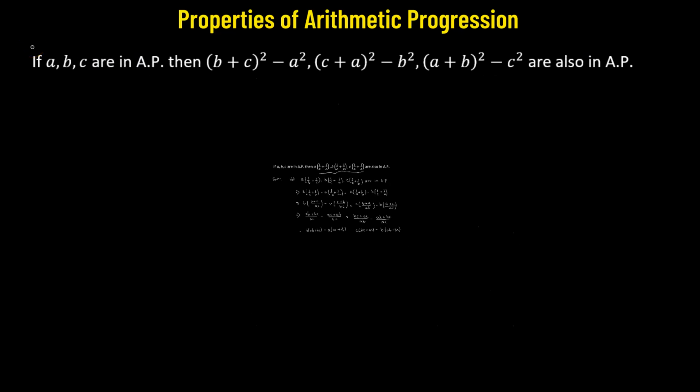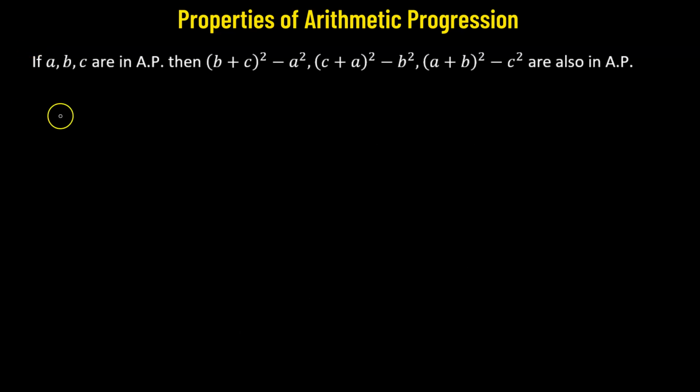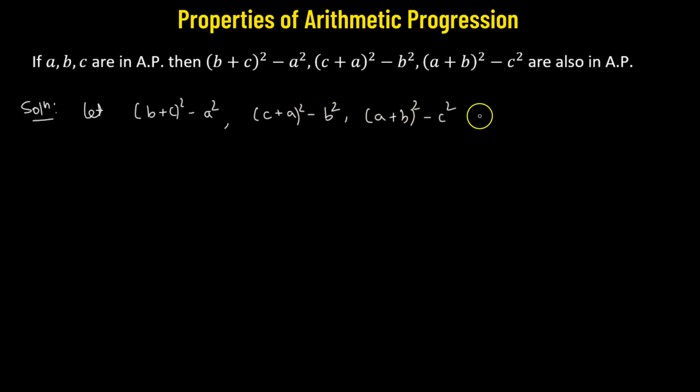So here in this final problem, we need to show that the given three numbers are also in AP. So let's begin. We'll start off with our expression. Let us suppose that (b plus c) whole squared minus a squared, then the second term, (c plus a) whole squared minus b squared, and the third term, (a plus b) whole squared minus c squared, these three numbers are in arithmetic progression.